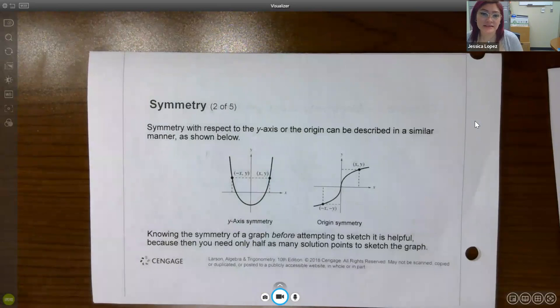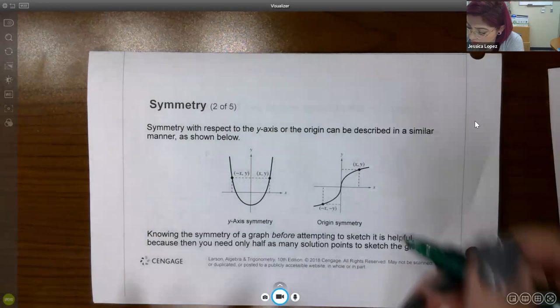Okay. The one that's a little more difficult to wrap your mind around is the symmetry with respect to the origin. Essentially, what's happening is that you're folding it over the x-axis and then over the y-axis, or vice versa. Regardless of the order of your folds, if you do both folds on the x-axis and the y-axis, then you do have that symmetry with respect to the origin.